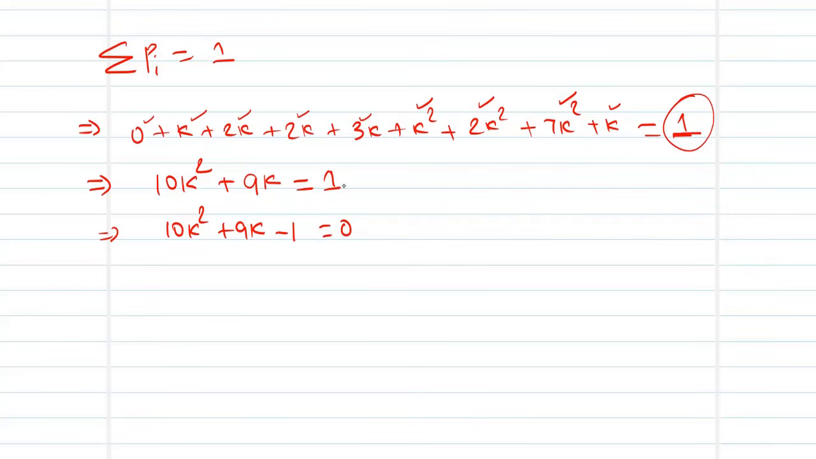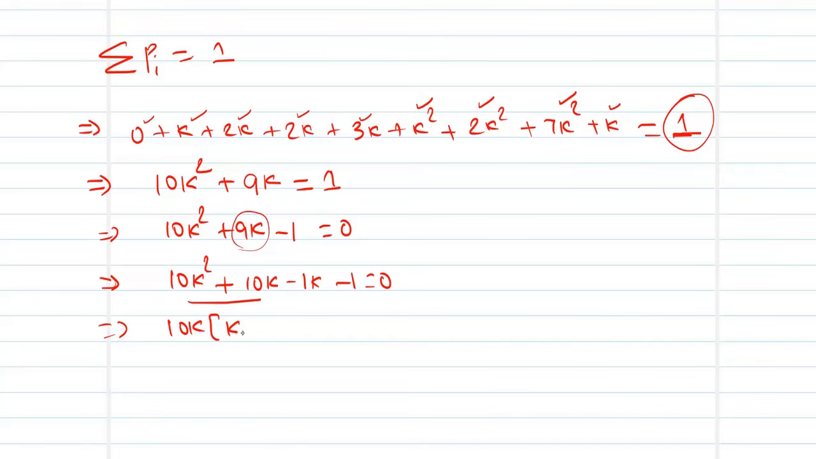So be careful about this one. If you are missing it, then the value of K will be entirely different. This is a quadratic equation and this will have two roots. How to solve for it? The middle term 9K, let me split in terms of 10 and 1. So it will be 10K square plus 10K minus K minus 1 equal to 0. Taking 10K common from the first two terms gives K plus 1, and taking minus 1 common gives K plus 1. So you will have 10K minus 1 times K plus 1 equal to 0.